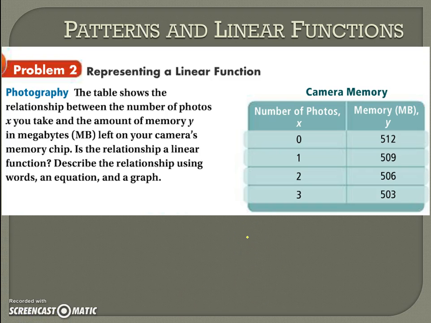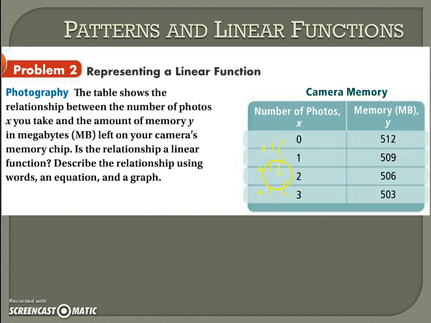It says, the table shows the relationship between the number of photos X you take and the amount of memory Y in megabytes left on your camera's memory chip. Is the relationship a linear function? Describe the relationship using words, an equation, and a graph. So the first thing to pay attention to is, first of all, how do these values change? So as I go from here to here, I am increasing by 1 each time.